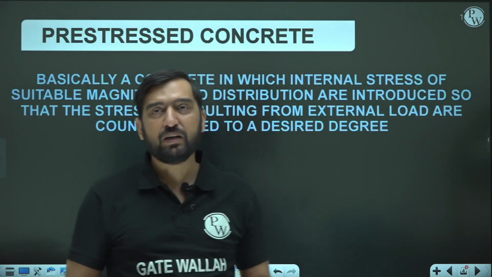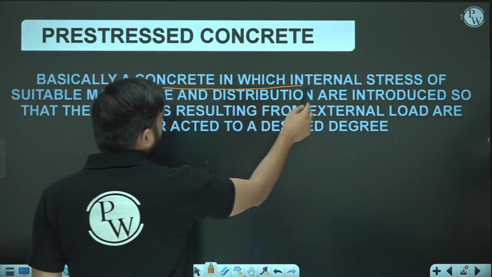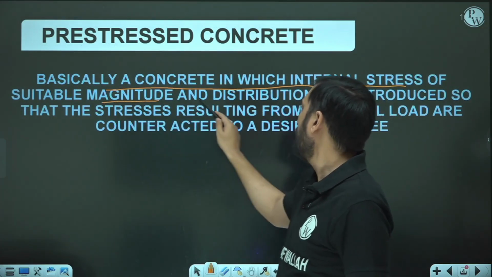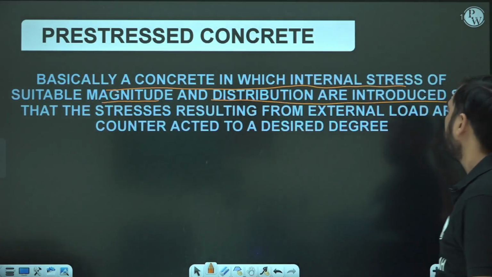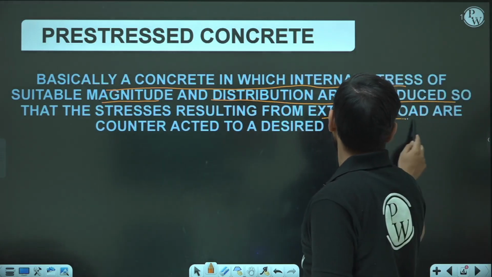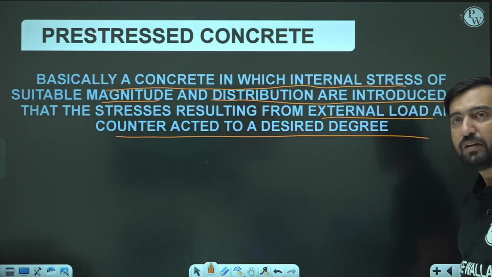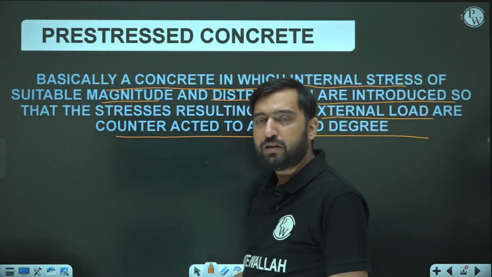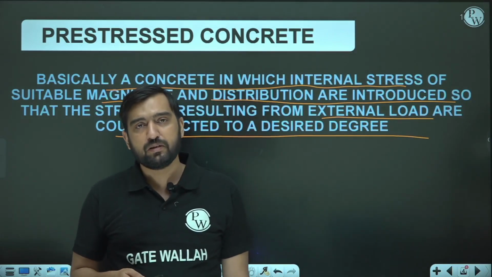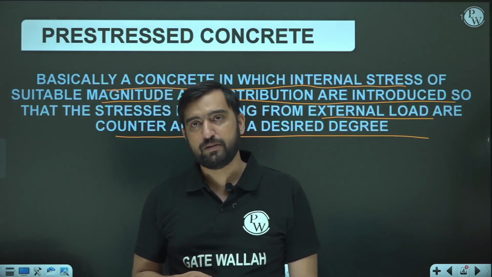Okay, so basically pre-stressed concrete is one in which internal stresses of suitable magnitude and distribution are introduced, such that the stresses resulting from external load are counteracted to a desired degree. What is the desired degree? Either no tension, or if tension is coming on any part of my beam, in that case you can say it would be under the permissible limit, isn't it?